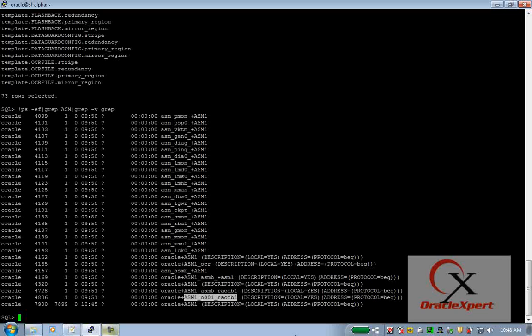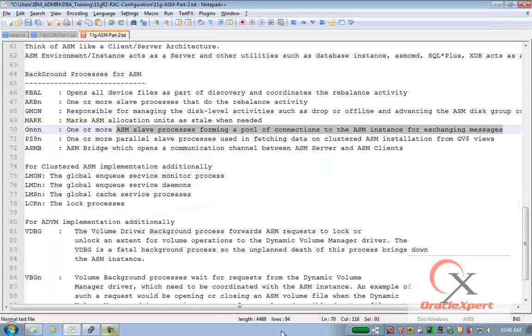So whenever a client gets connected to the ASM, which acts as a server, a message exchange has to happen between the client and the server. That is normally coordinated by those ONNN processes. Apart from this, you might have PZ9N processes, which is one or more parallel slave processes used in fetching data on clustered ASM installation from GV$ views.